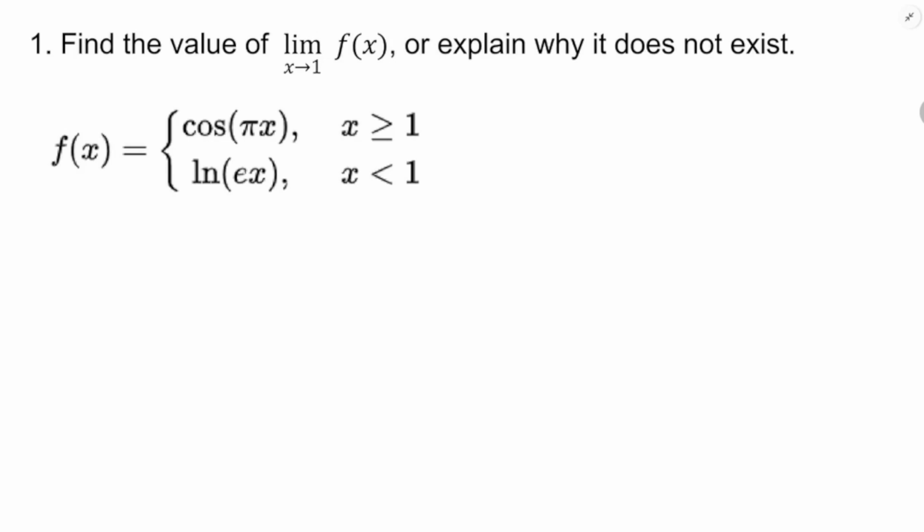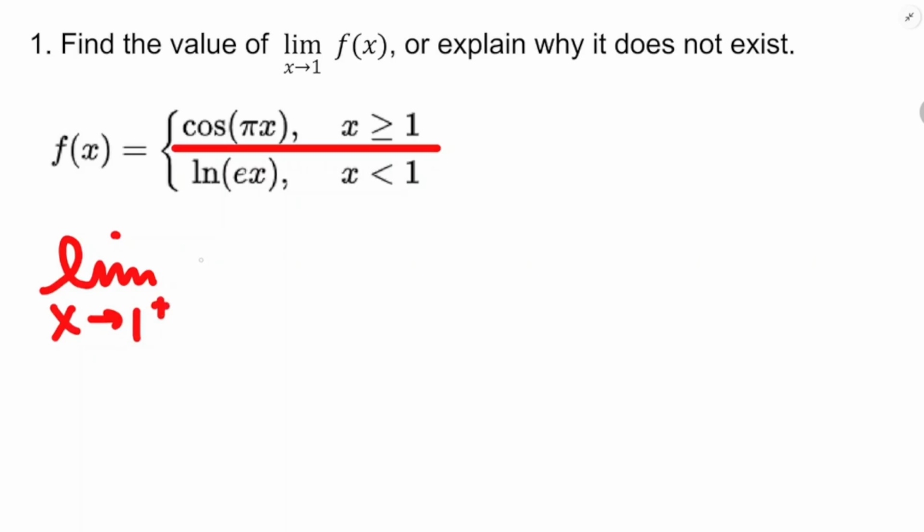In order to do that, we're going to look at the two one-sided limits. I'm going to start with cosine of pi x when x is greater than or equal to 1. That corresponds to the limit as x approaches 1 from the positive side. The limit of f of x as x approaches 1 from the positive side is just going to be cosine of pi times 1.